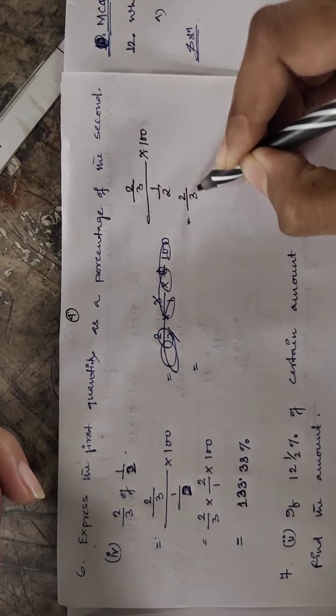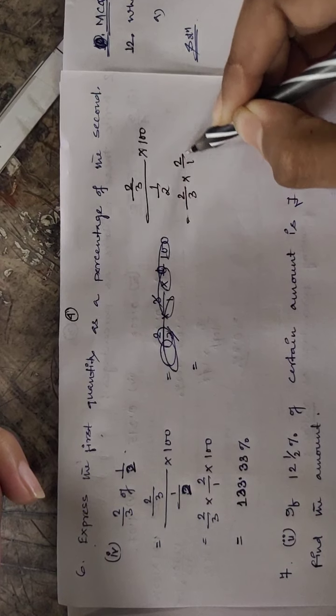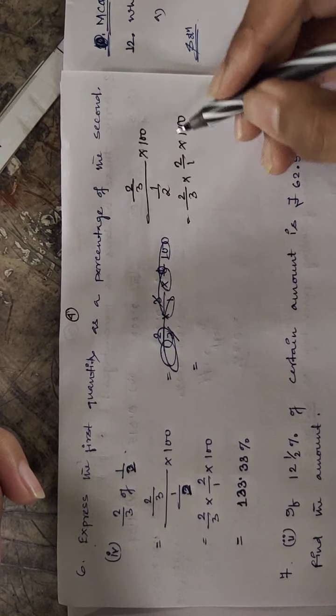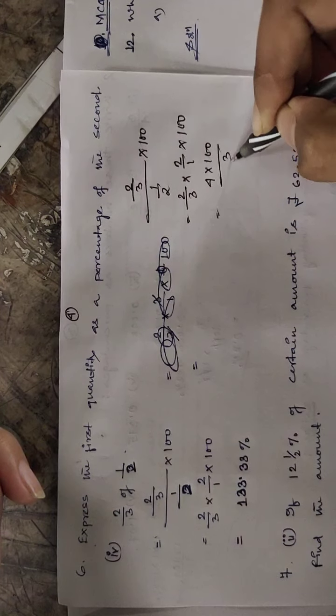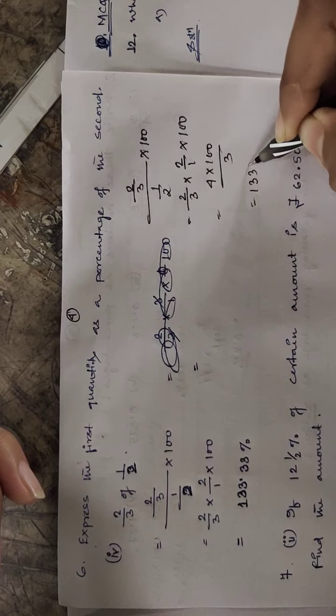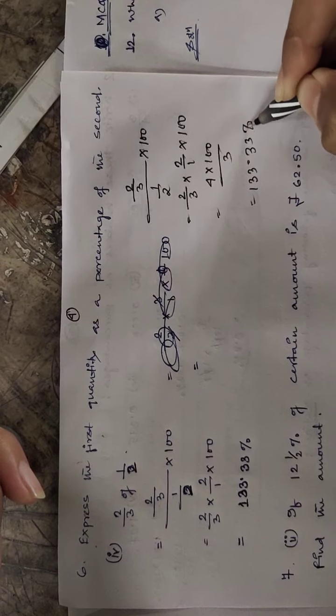So 2 by 3, 2 by 1 into 100, 400 by 3, so 133.33%.